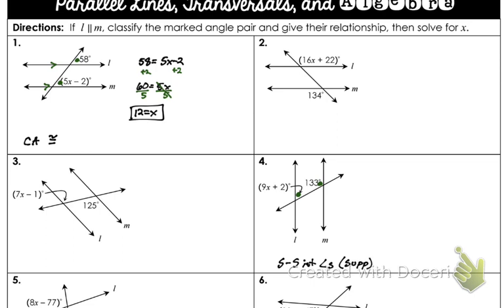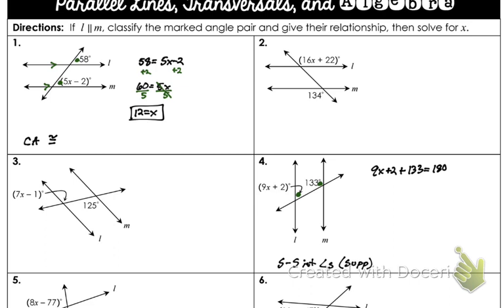They have to equal 180. So we don't just slap an equal sign between them. We have to add them and say they equal 180. Notice this one we just slapped an equal sign between the two things. This one we're actually going to put 9x plus 2 plus 133 equals 180.